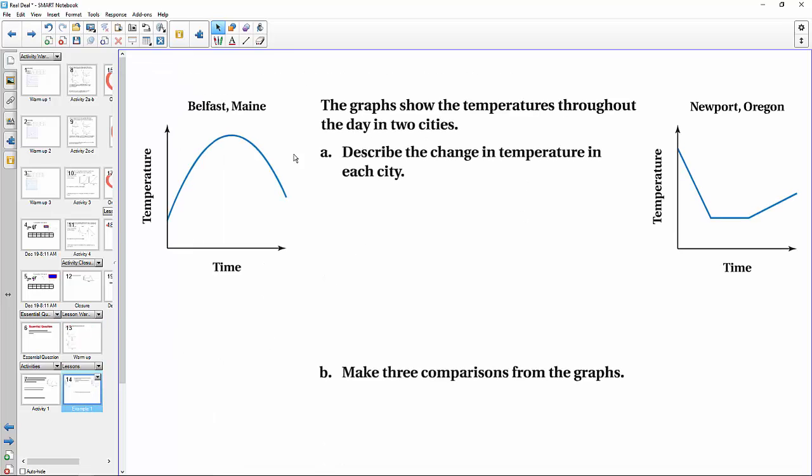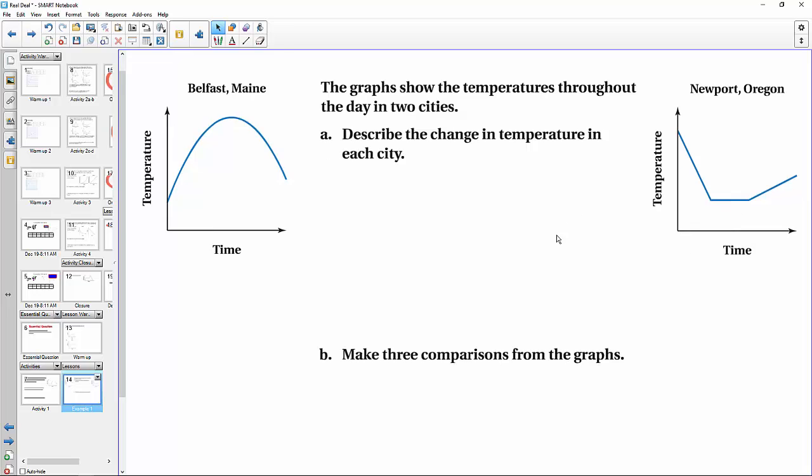This shows temperature throughout the day in 2 cities. So I have Belfast, Maine, and Newport, Oregon, if I look at it. As the day goes on, it gets warmer and then it gets cooler, which is kind of normal. The sun comes out, it gets warmer, then it starts getting cooler at night. If I look at Newport, Oregon, it's a little bit different. At least in this case, perhaps it was during the day and it's going towards night. Here's my night temperature, and then the sun's starting to come back up again.